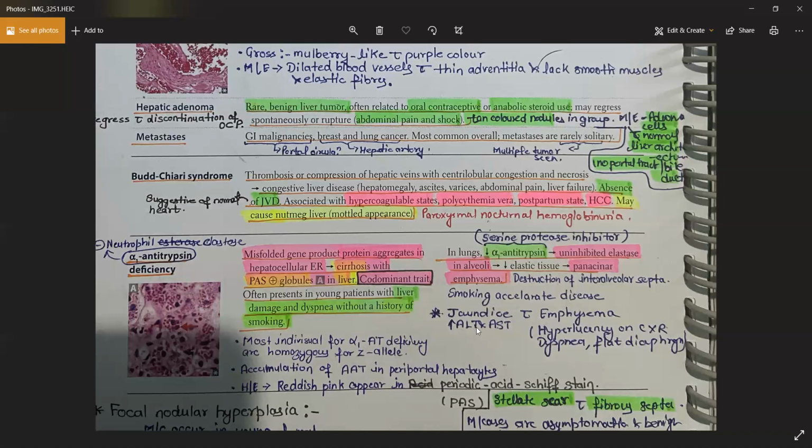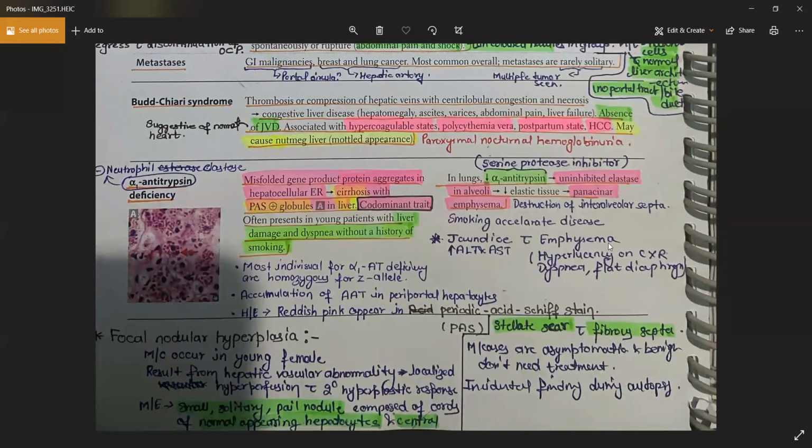Okay, so what you will get is emphysema, which means hyperlucency on the chest X-ray will be seen, dyspnea will be seen, a flat diaphragm would be seen, shortness of breath would be seen, and chronic cough would be seen in the patient. Along with that, the patient will also have jaundice, and hepatomegaly would be there. And because of cirrhosis, portal hypertension would be there, and other abnormalities could also be there in the patient. And this patient must be a young patient, very importantly, not old age.